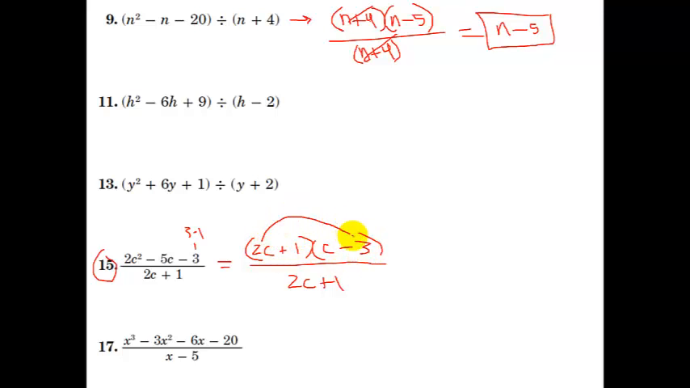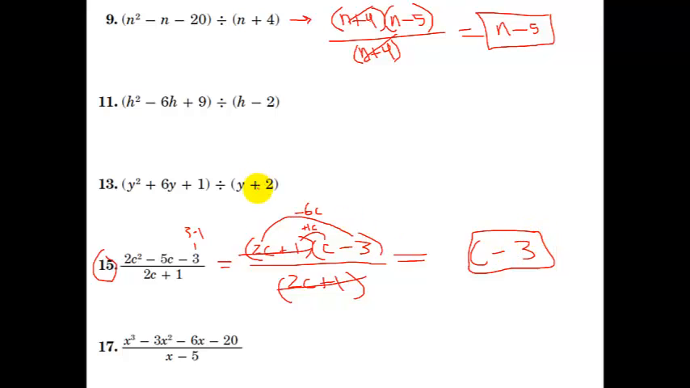So on the outside, I get 2 times negative 3, that's negative 6c. On the inside, I get plus 1c. And indeed, those two combine to give me the negative 5c that I need as my middle term. So I can cancel out in the denominator 2c plus 1 and 2c plus 1. So my final answer is c minus 3.